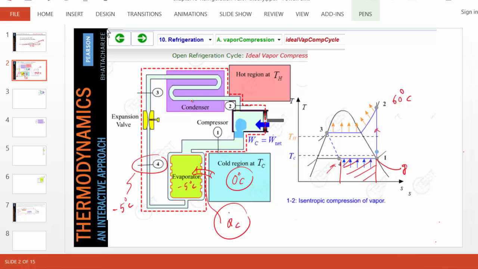Just like a vapor power plant condenser, the vapor going through the condenser cools down. Heat has to be rejected. Suppose the outside temperature is 20 degrees Celsius. Then we have to make sure that as the vapor condenses, its temperature can never be below 20 degrees Celsius. So suppose this temperature is 25 degrees Celsius.